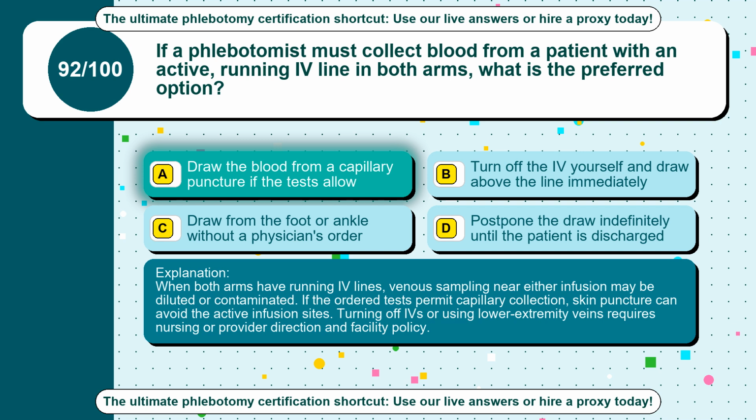When both arms have running IV lines, venous sampling near either infusion may be diluted or contaminated. If the ordered tests permit capillary collection, skin puncture can avoid the active infusion sites. Turning off flow or using lower extremity veins requires nursing or provider direction and facility policy.